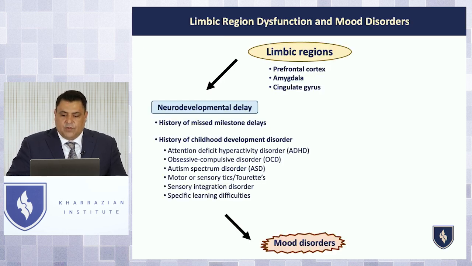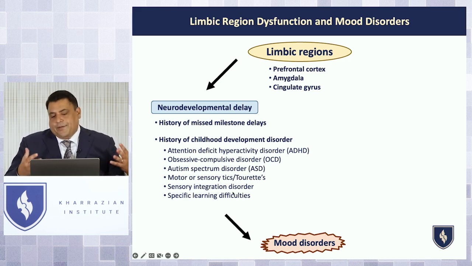And there's a window of development that if children get past, then they become adults with these developmental disorders, as we see with things like ADD and autism, for example. So in the limbic regions of the brain, if there's neurodevelopmental delay, obviously from the clinical history, there's a history of missed milestones, there's a history of patterns associated with ADD or OCD or autism spectrum disorder or motor sensory tics or Tourette's syndrome or sensory integration disorders or specific learning difficulties.